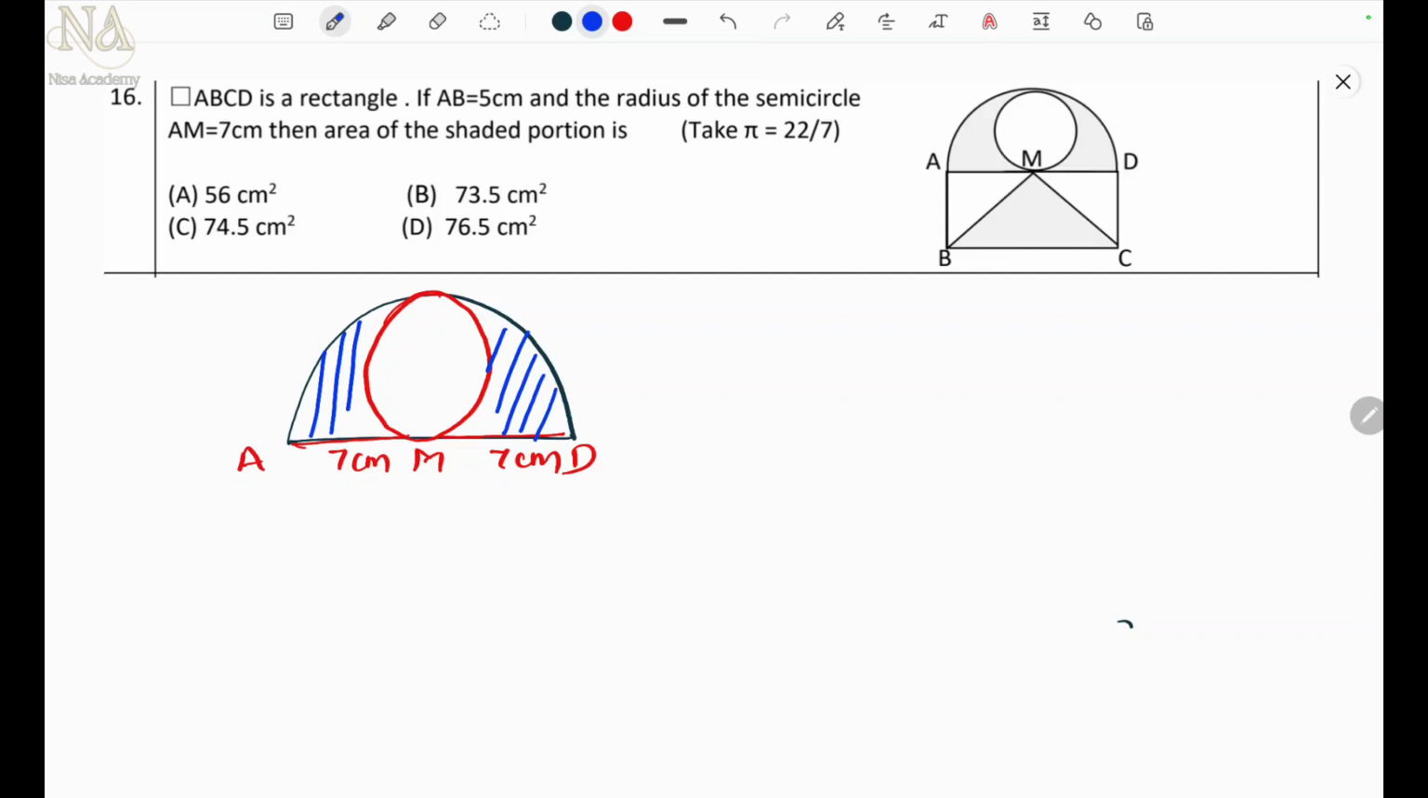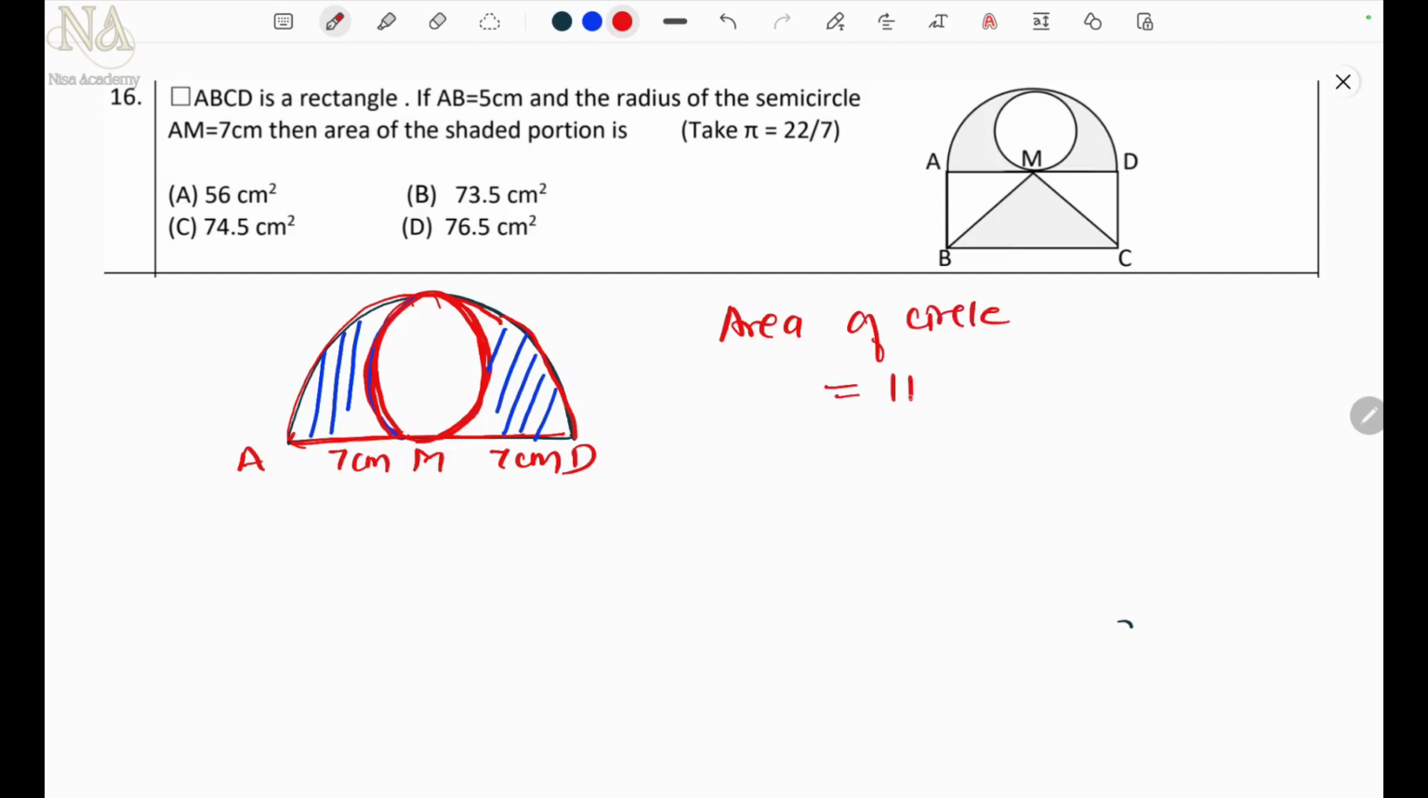So if I want to find the area of the shaded portion, what am I supposed to do? Yes, I will find the area of the semicircle and I will subtract the area of this circle, right? If I subtract the area of the circle from the area of the semicircle, what will I get? Exactly the area of the shaded part, the blue portion, right? So let's first find the area of the circle.